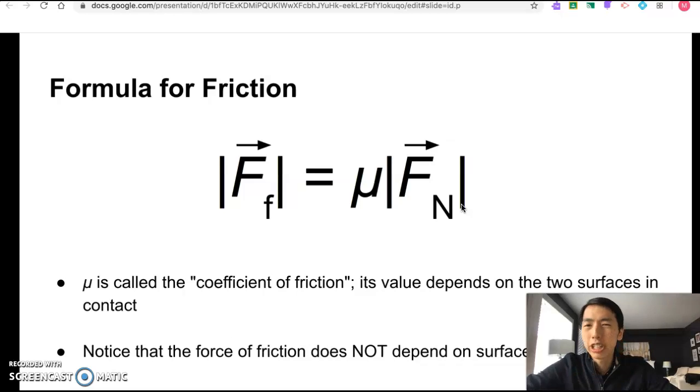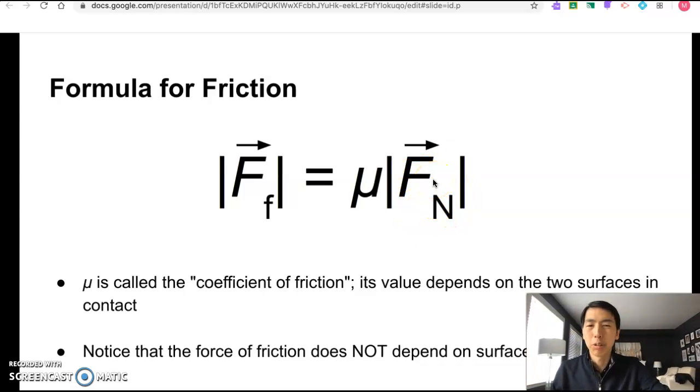So friction really only depends on three things. It depends on whether it's static or kinetic. So that means whether it's moving or not. It depends on the coefficient of friction. So that means it depends on what the two materials are. And the third thing it depends on is the normal force. Okay, the higher the normal force, the more friction there will be.